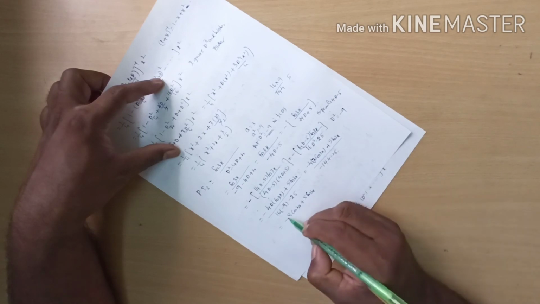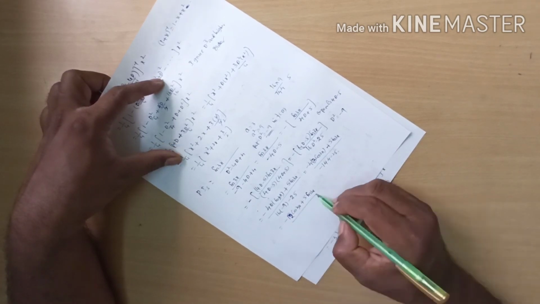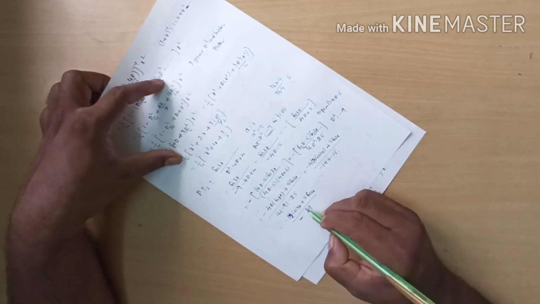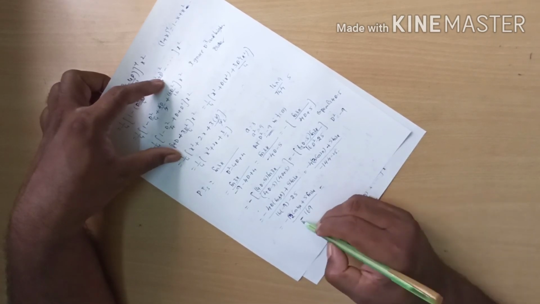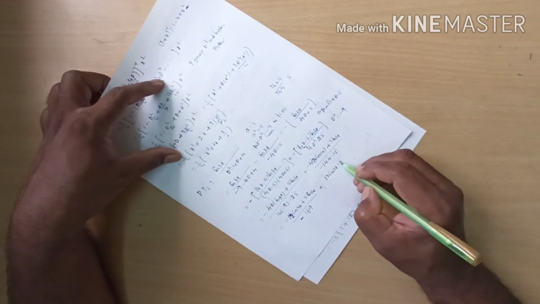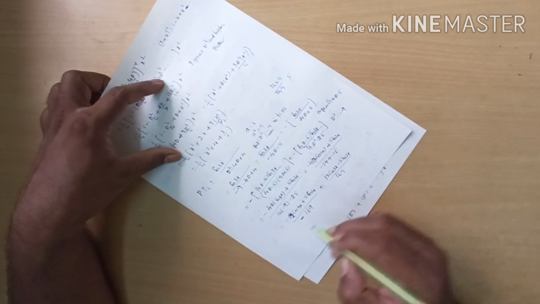3 into 4 means 12, that is 12. Next, by minus 169. You can take minus common: 12 cos 3x minus 5 sin 3x by 169 is PI3.